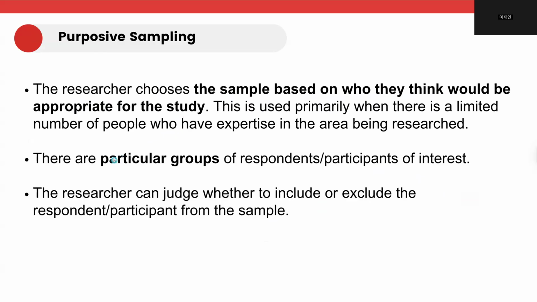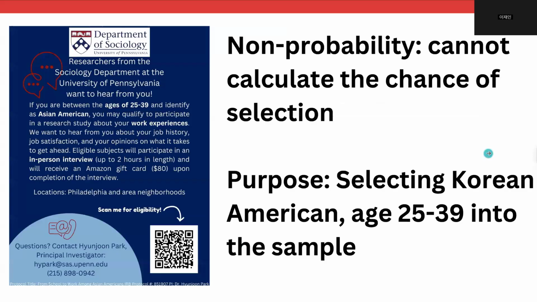So if you have very, very particular groups of people of interest in the research, you are using purposive sampling based on their characteristics. For example, one of my colleagues, my senior professor, Dr. Hyunjun Park at the University of Pennsylvania, tried to recruit people ages 25 through 39 who are Asian American, who can share their work experience.